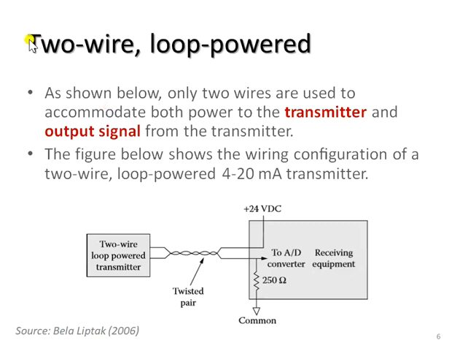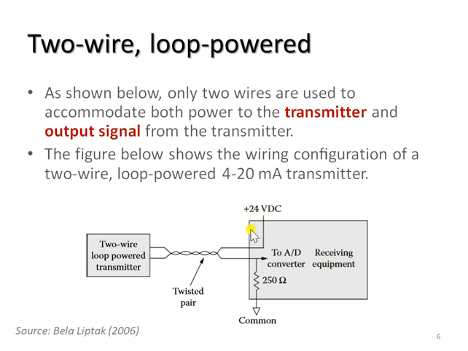Slide number 6 shows the detail of two-wire loop-powered configuration. We can see in this diagram, on the left-hand side is the two-wire loop-powered transmitter, and on the right-hand side we have the receiving equipment. Remember that this two-wire loop-powered is a 4 to 20 milliamp transmitter. The power supply from this receiving equipment is 24 volts direct current.